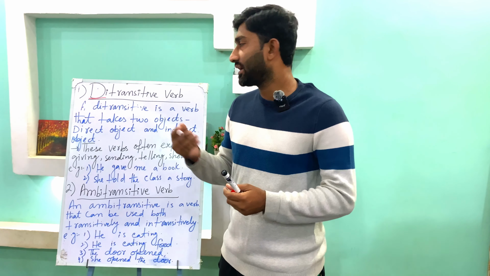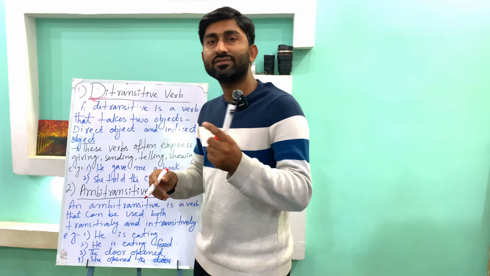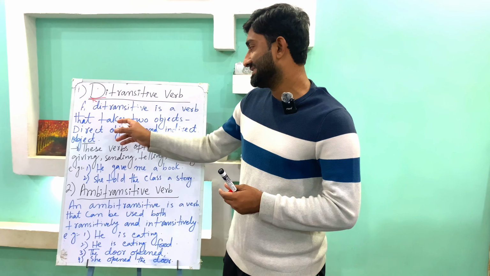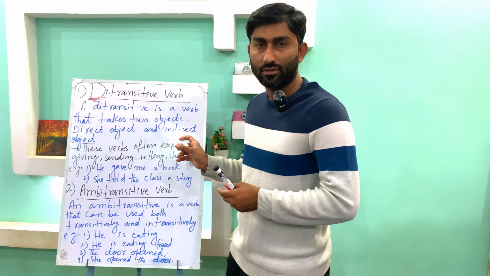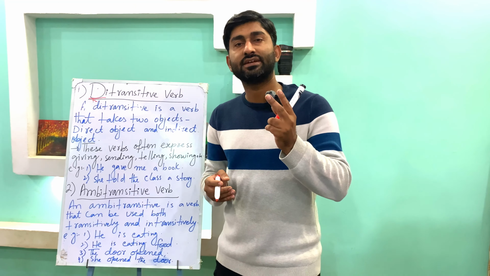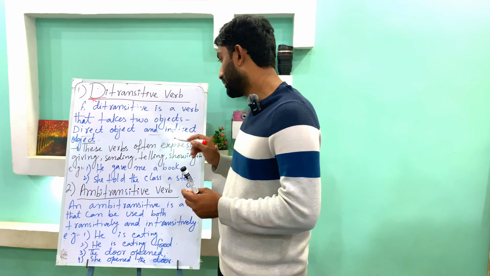As you can see the word "di", those who know prefix, they know well that this word is a prefix which means two. Di means two. Ditransitive means a verb that takes two objects, direct object and indirect object. What does it mean? It means it's a verb that carries two objects, direct object and also indirect object.